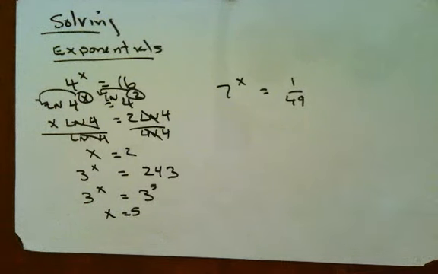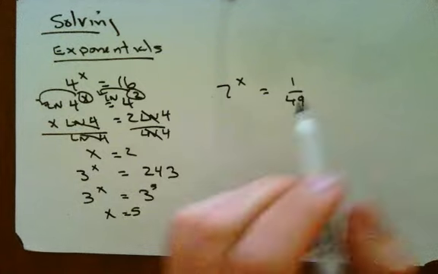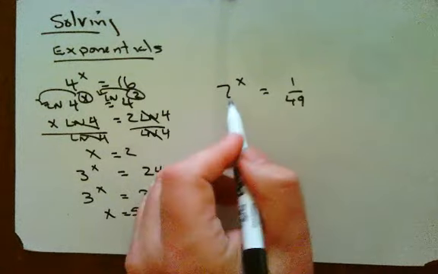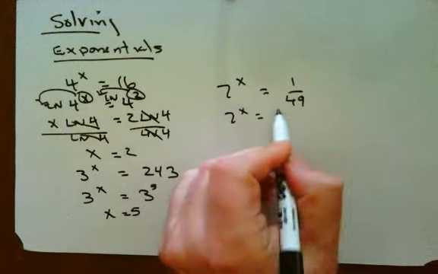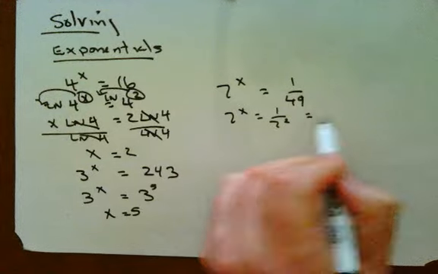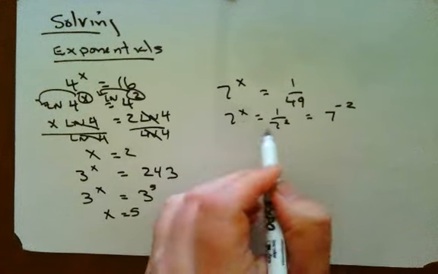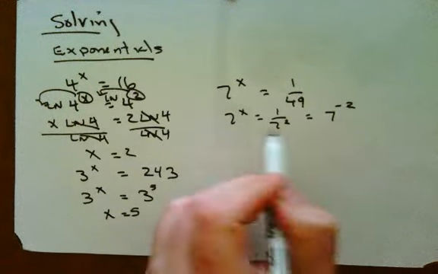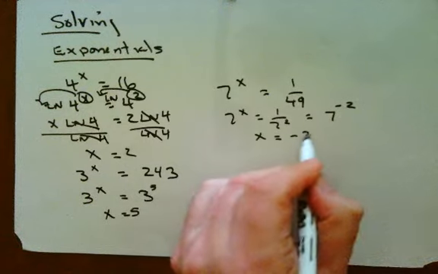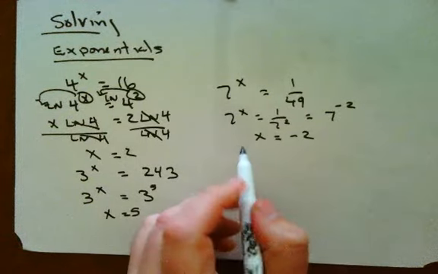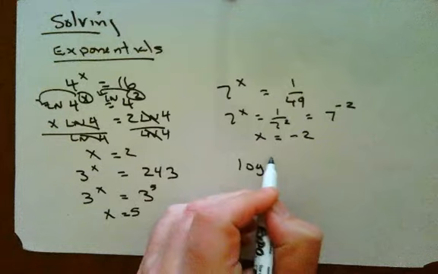Remember, you want to rewrite so that both sides have the same base if you can. Well, I'd probably think about doing this problem as 7 to the x equals 1 over 7 squared, or 7 to the negative 2. And since 7 to the x equals 7 to the negative 2, x equals negative 2.